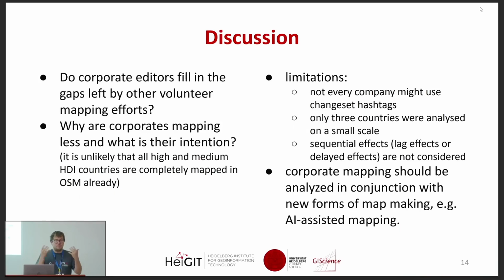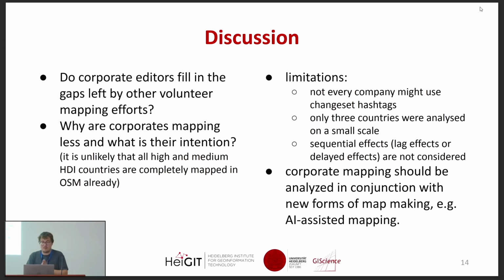Okay, so a question that we wanted to raise for a discussion is, can we come to the conclusion that corporate editors fill the gaps left by other volunteer mapping efforts? So we know that OSM has a strong community in Western Europe, North America, and we've seen that corporates do not map there. We know, and we've seen also here, that there's a humanitarian mapping community that focuses a lot on lower income countries, and it seems like there's not really someone focusing on the middle income countries, but corporates do. So, I don't know. That's a question for discussion, I would say, if they're filling a gap here that nobody else has considered so far.